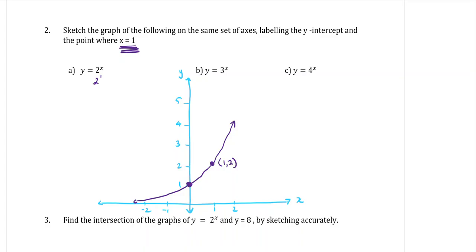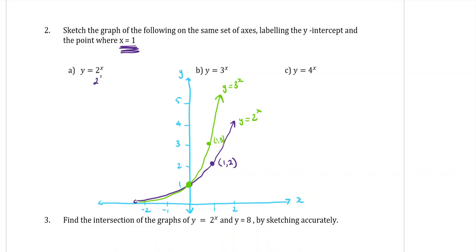Then moving on to the next one, 3 to the power of x. It's going to have the same y-intercept, because 3 to the power of 0 is still 1. Anything to the power of 0 is 1. When I sub x equals 1 in, 3 to the power of 1 is 3. So it'll have the same shape, but it will be slightly below the purple line on the left side, but then steeper on the right-hand side. So that is the point (1, 3), and I should also write the equation on here. This is y equals 3 to the x. This one was y equals 2 to the x.